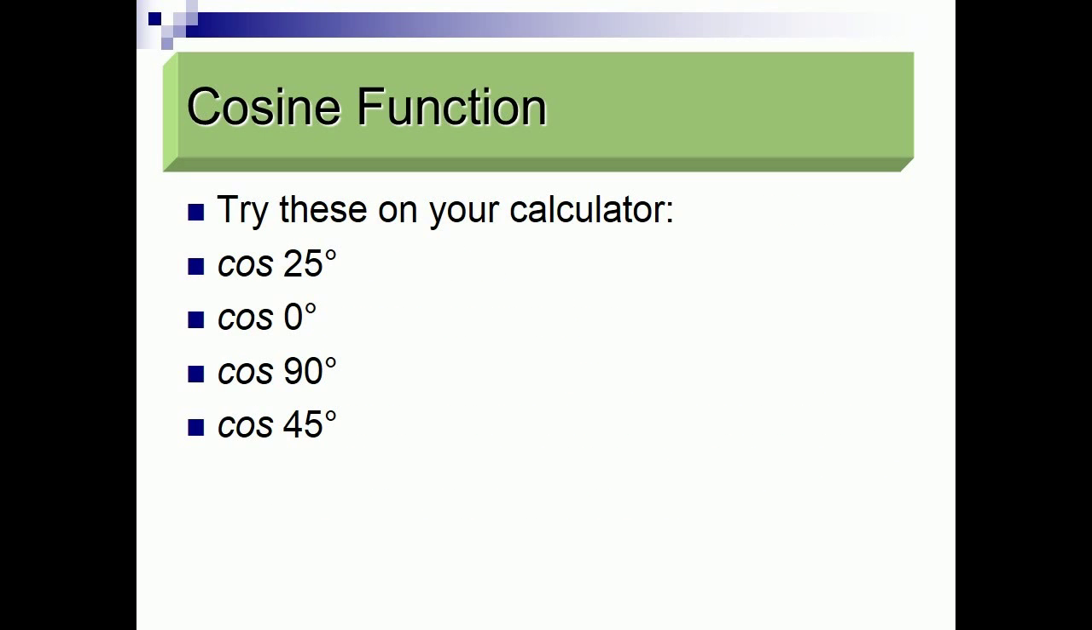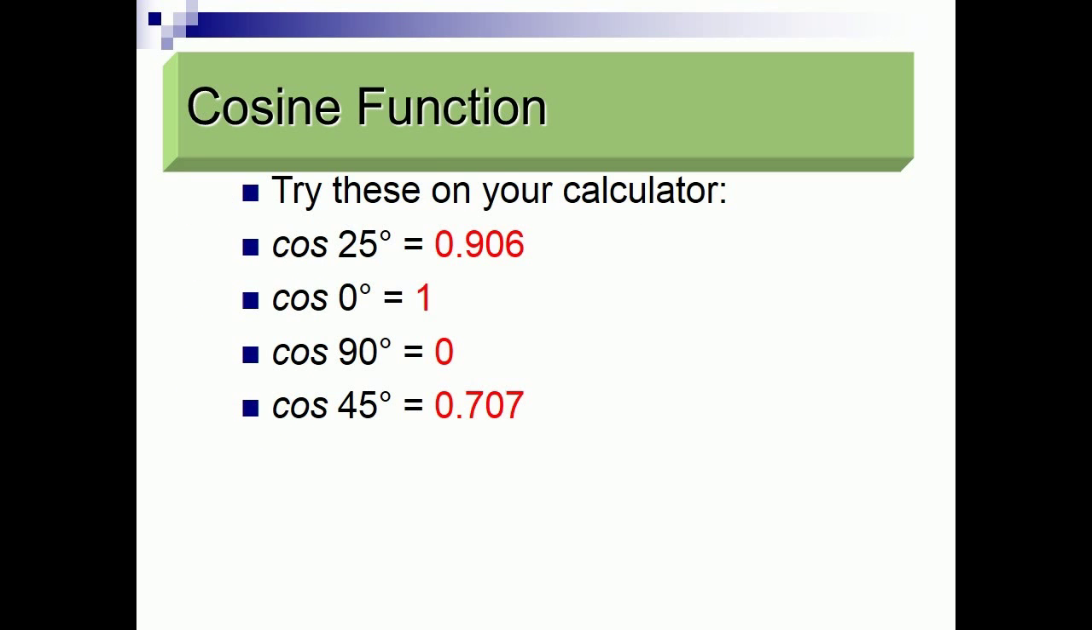Try these on your calculator: cos 25 degrees, cos 0 degrees, cos 90 degrees, cos 45 degrees. Cos 25 degrees equals 0.906. Cos 0 degrees equals 1. Cos 90 degrees equals 0. Cos 45 degrees equals 0.707.